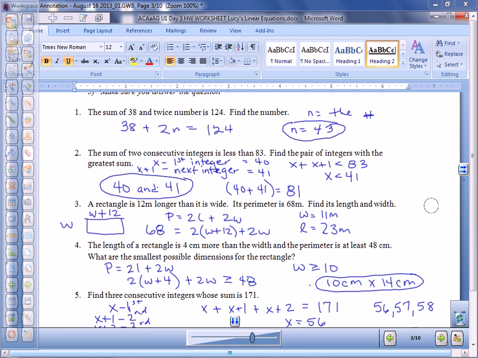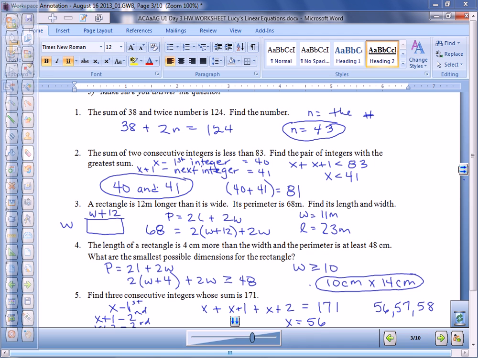Okay, so we'll pick back up with number 4 now. We want the perimeter to be at least 48, so we set it up the same way as we did number 3. Solve, and we get W must be greater than or equal to 10. Then it asks for the smallest possible dimensions. The smallest one for the width would be 10, because that's the equal to, so it would be 10 by 14. Any questions on number 4?